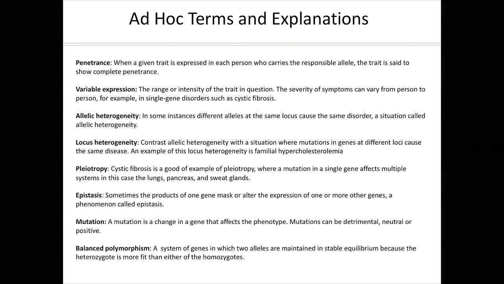So penetrance, for instance, means that a particular trait is expressed in a person or in a population, but not everyone will show the phenotype. Some do and some don't, which is very common in genomics-dependent diseases.